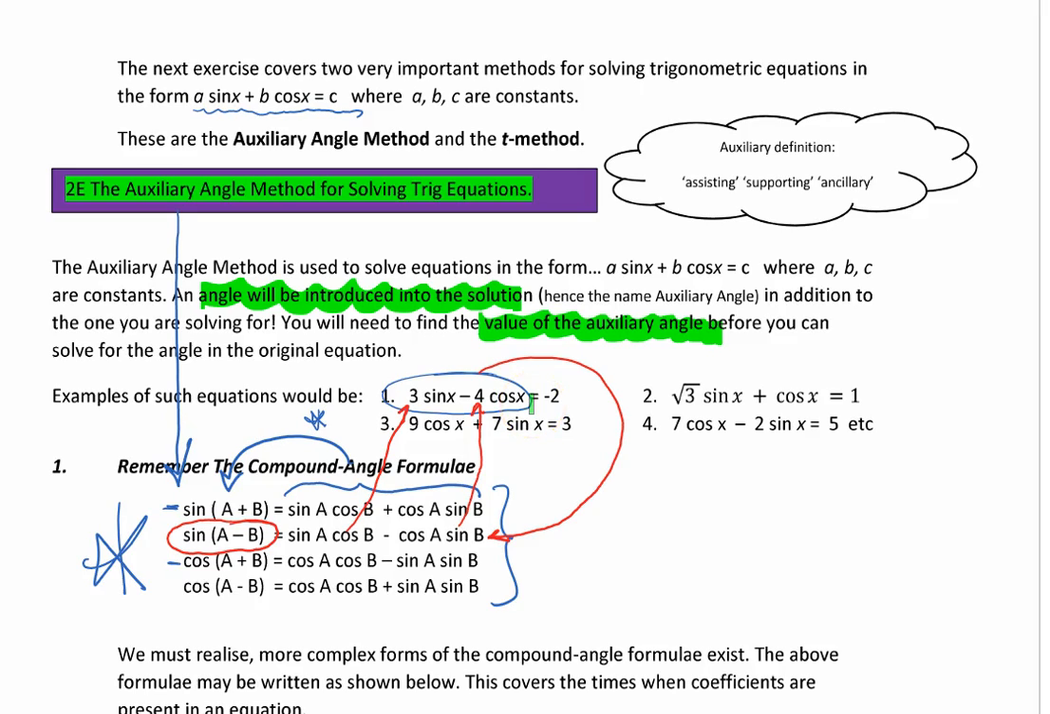You'll need to find the value of the auxiliary angle before you can solve for the value of x in the original equation. I think even at this stage it'd be a good idea if you actually wrote that for yourself: step 1, step 2, and already have the process of this method organised in your own mind.